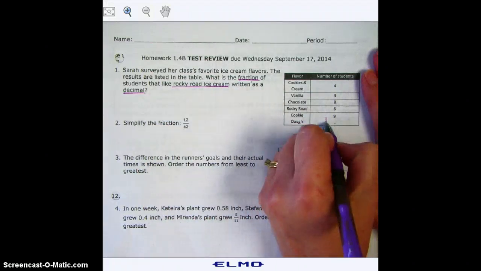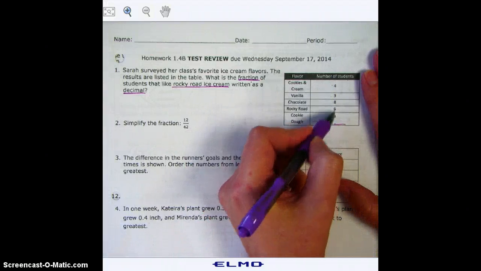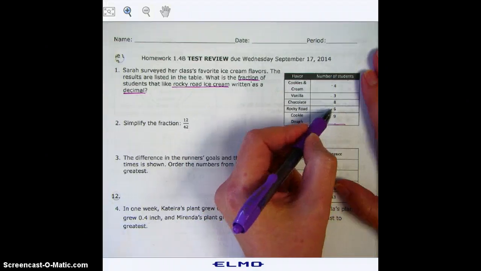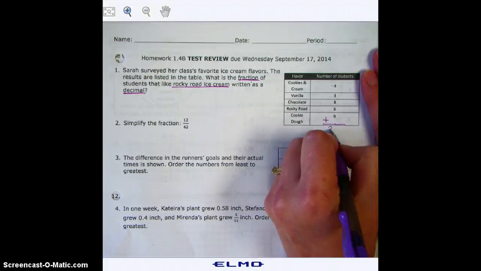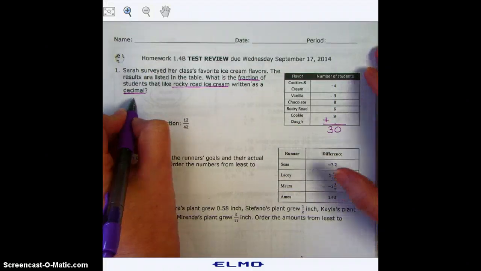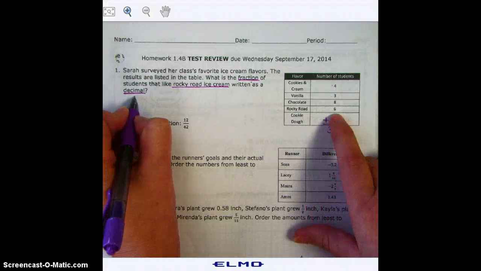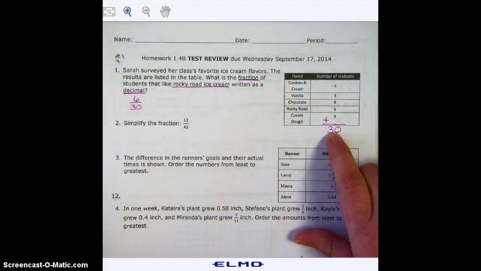so I need to find my whole. So I'm going to add all of these numbers up. 4 plus 3 is 7, 7 plus 8 is 15, 15 plus 6 is 21, 21 plus 9 is 30. So I have a total of 30 students. So therefore now I'm going to do Rocky Road ice cream as my part. So Rocky Road ice cream says that there are 6 out of the total 30 students.